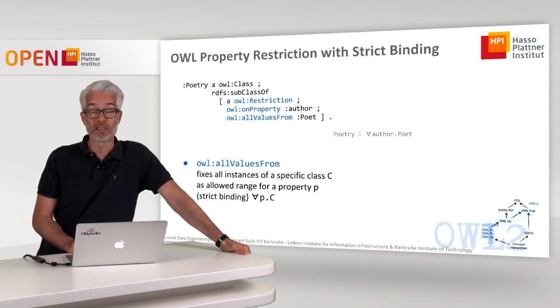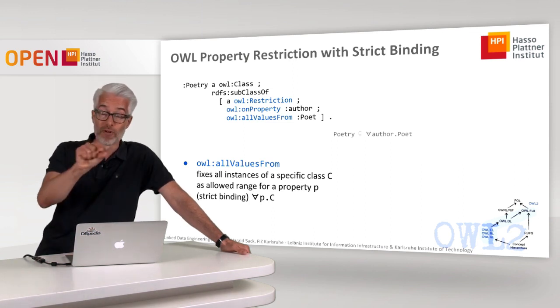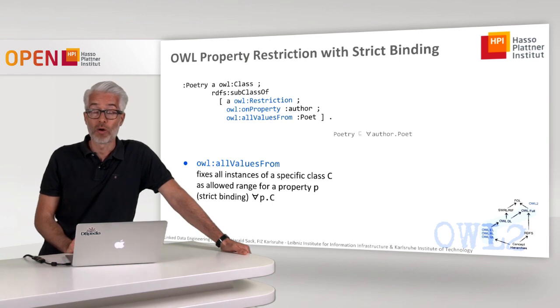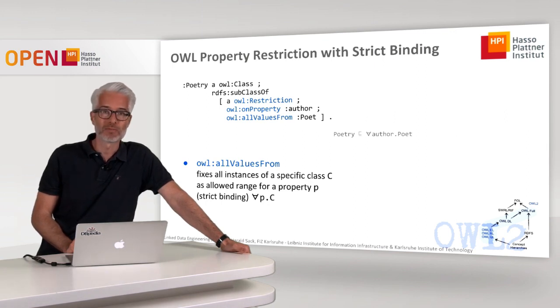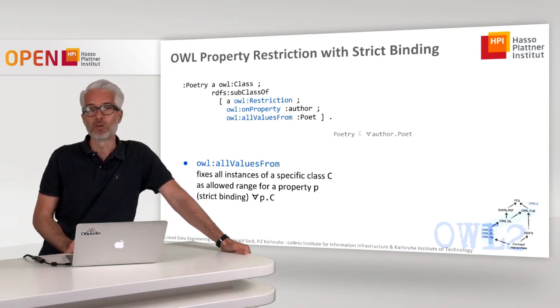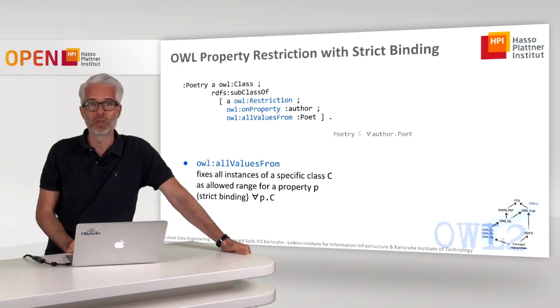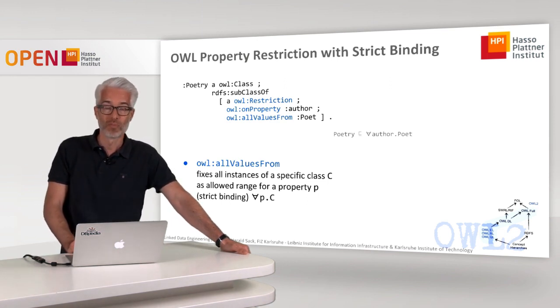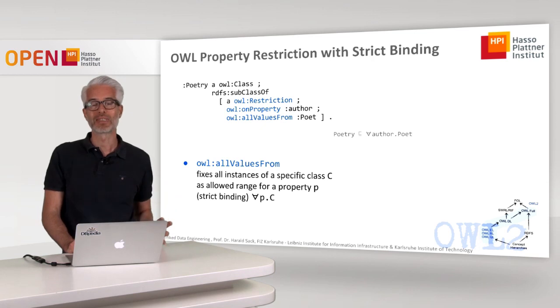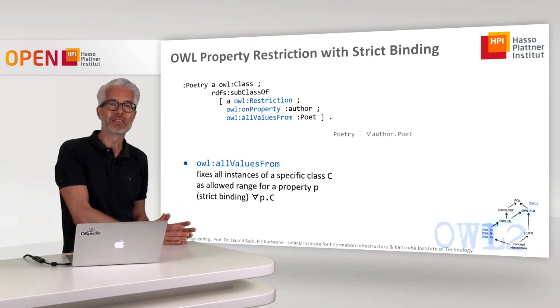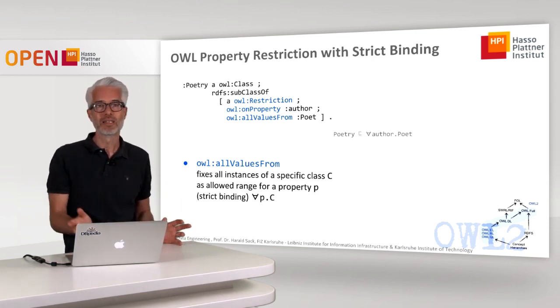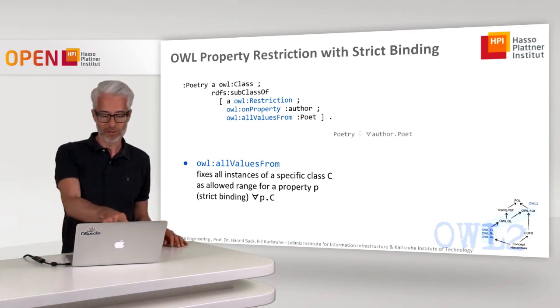I say all values from, which restricts all values of that used property author to a specific class, namely to the class poet. So poetry must be written by poets and nobody else. This is the OWL all values from restriction, and this is a strict binding. Simply it fixes all the instances of a specific class C as an allowed range of a property P as a strict binding, as you see then here.